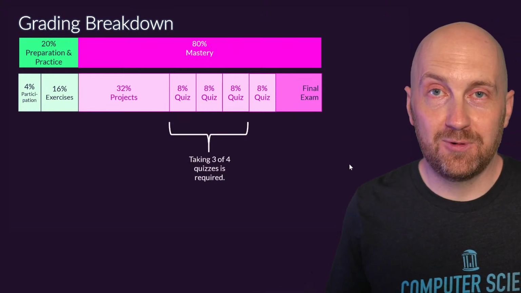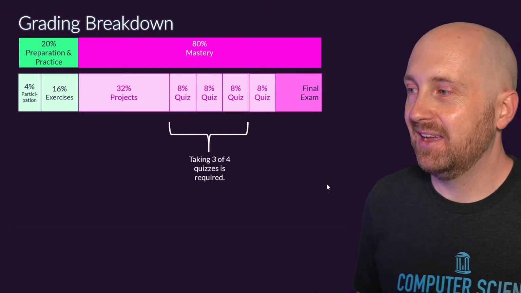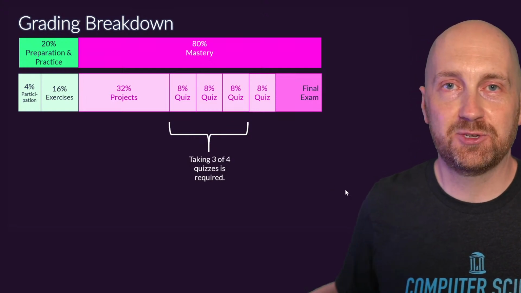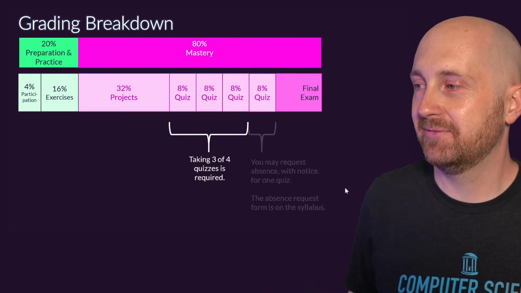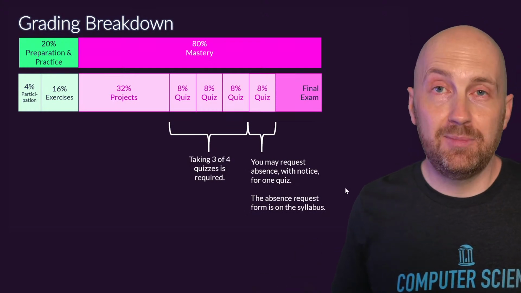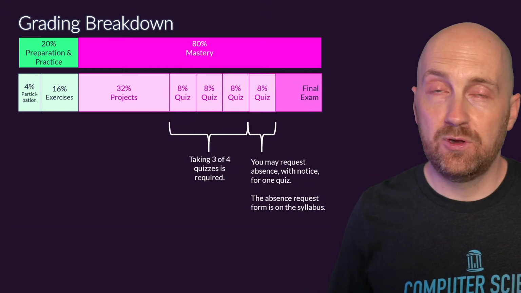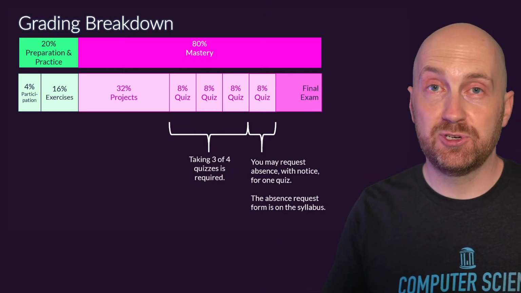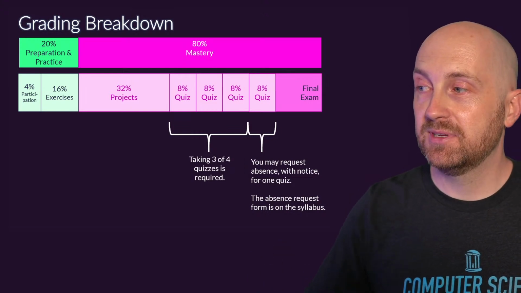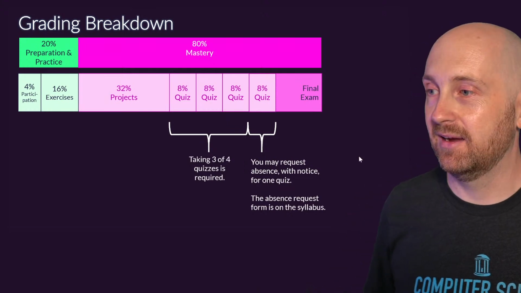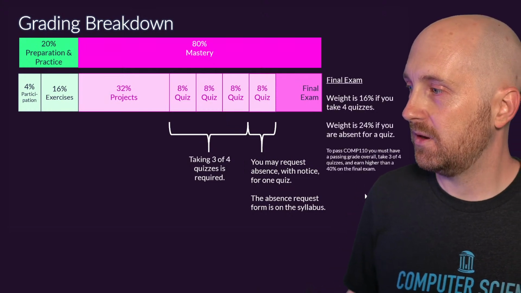Taking 3 of those 4 quizzes is required in order to pass the class, so you do have to take those quizzes. You can't just roll the dice and put it all in the final. And you can be absent for up to 1 quiz. If you miss a quiz, it's no problem. Your final exam will just be worth 24% rather than 16%.